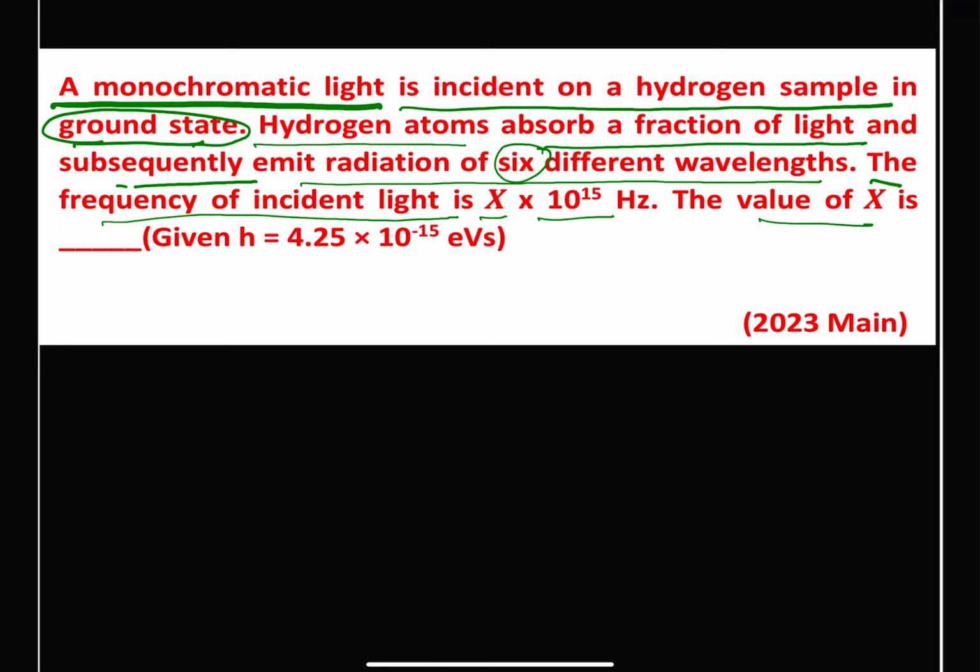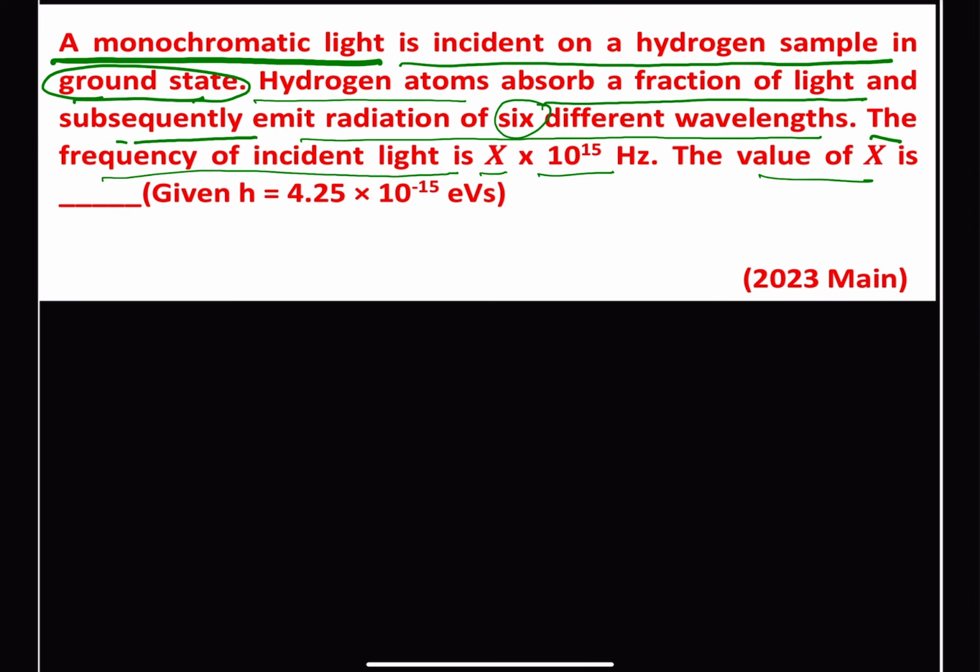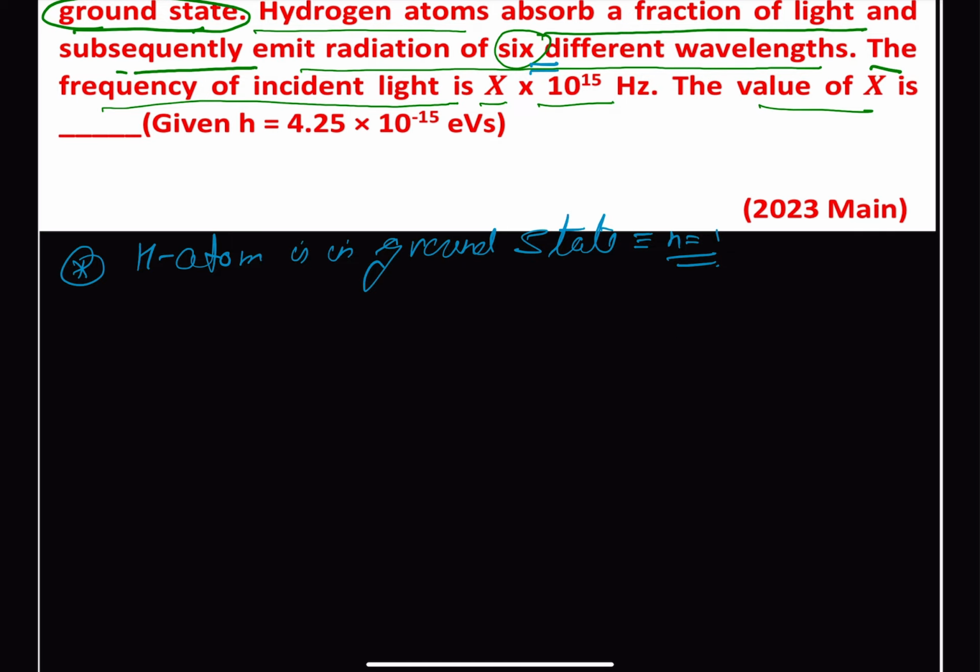So we can say that the excitation of this hydrogen atom is going to start from n equal to 1, and from there we can reverse calculate what the 6 different levels or transitions possible are. The hydrogen atom is in ground state, that is n equal to 1, and it emits 6 different wavelengths.